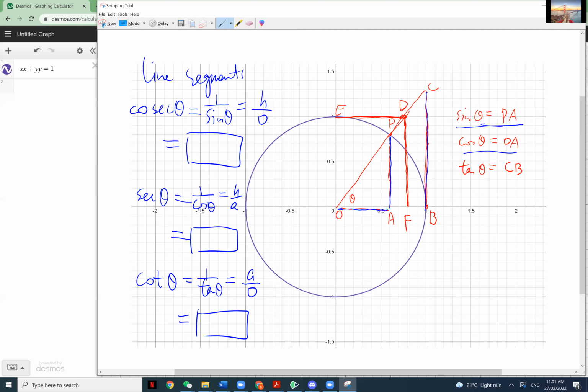The whole idea here, we try to make the denominator 1. So in which right angle triangle does opposite equal 1? Inside here. Opposite equals 1. OD.